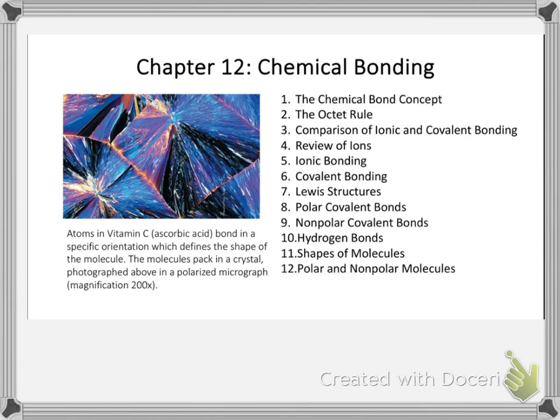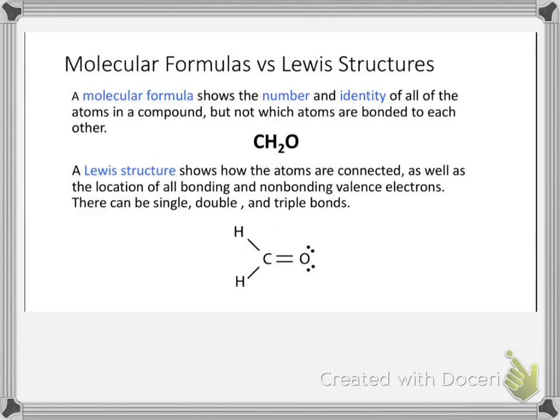In this part of Chapter 12, we're going to learn how to draw Lewis structures. So we're going to start by looking at the difference between a molecular formula, which we've talked about in a previous chapter, and a Lewis structure. Molecular formulas tell us which atoms or elements are present and how many you have of each. So this is an example of a molecular formula. And so we could see here we have 1 carbon, 2 hydrogens, and 1 oxygen in our molecule.